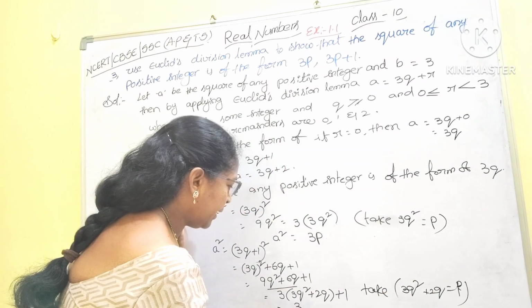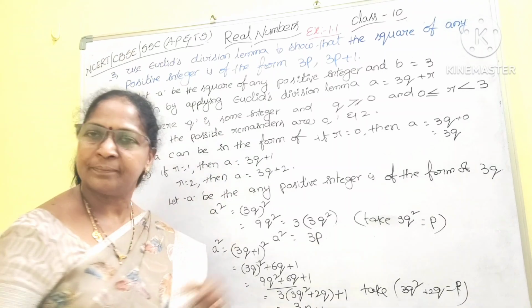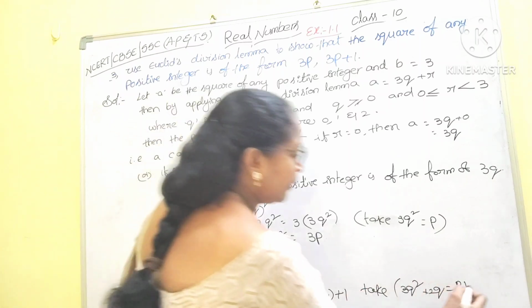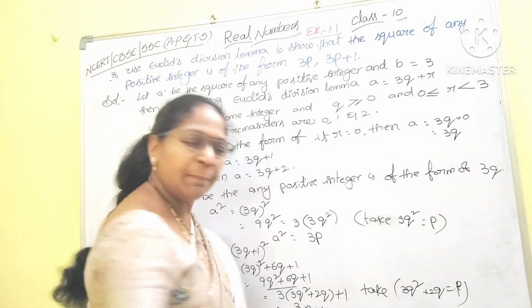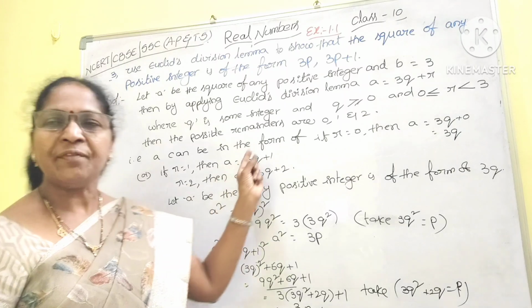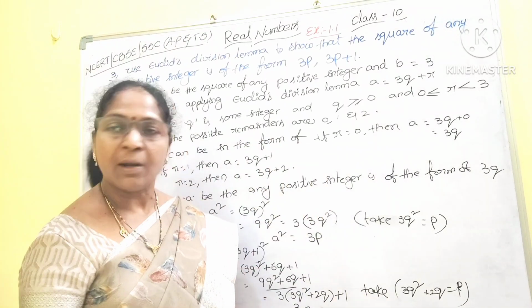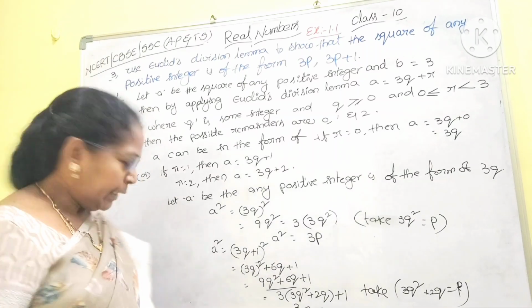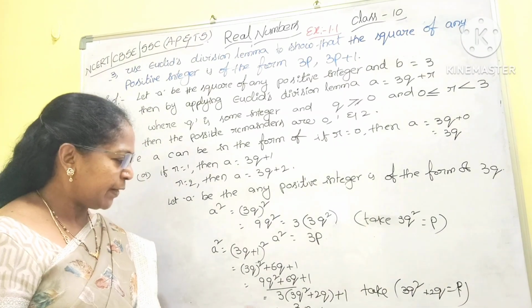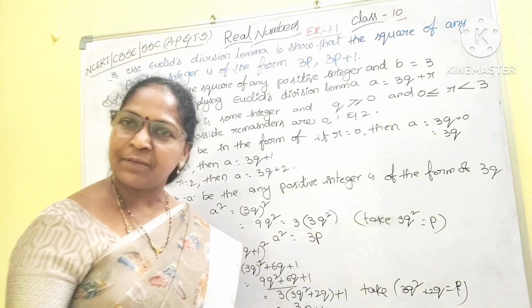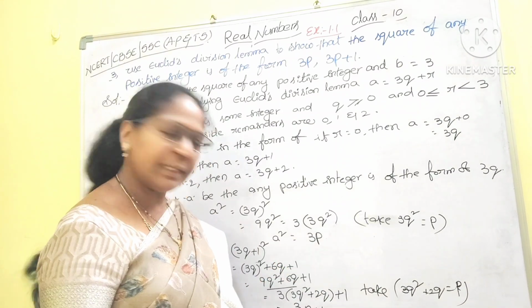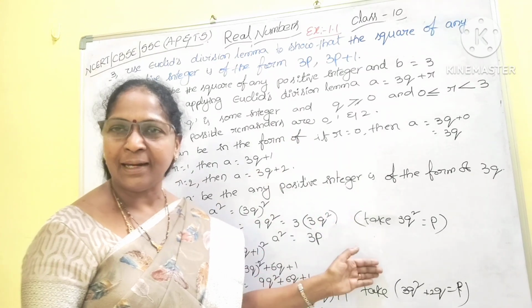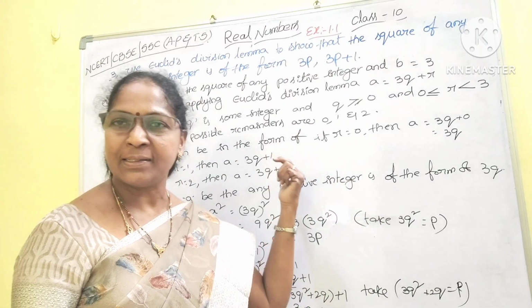Now here, 3P plus 1. So we got 3P plus 1. So the square of any positive integer is of the form 3P and 3P plus 1. That is the answer. Here at the last you have to write: therefore the square of any positive integer is of the form 3P or 3P plus 1. Any doubts? Is it clear? It's very very important, so please concentrate.